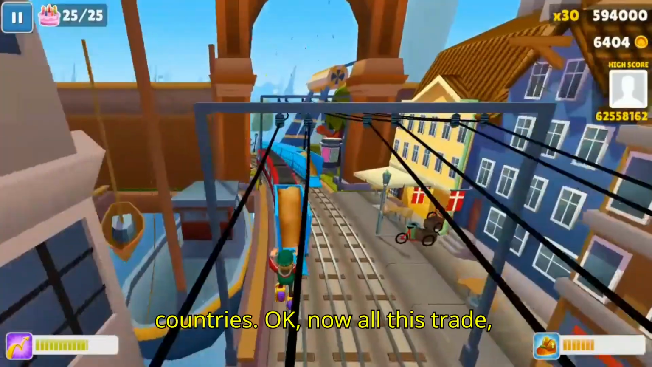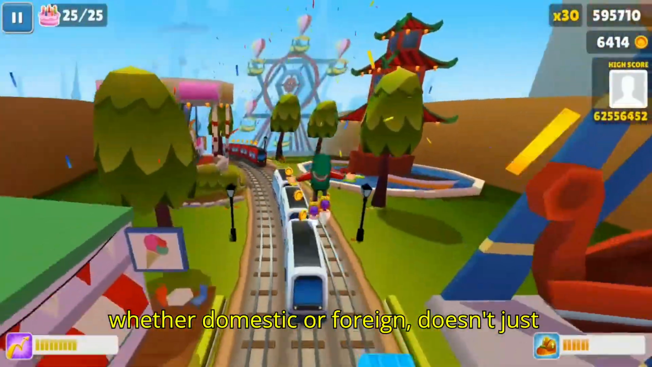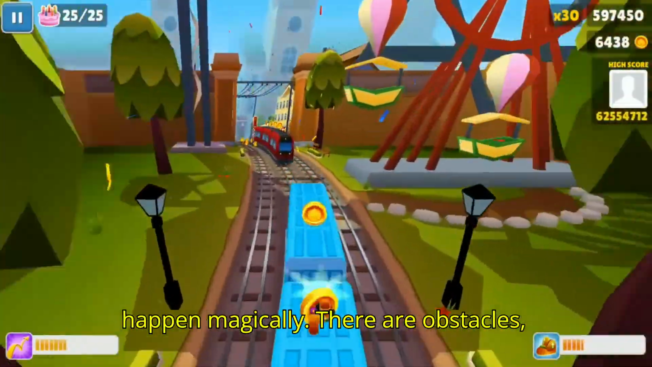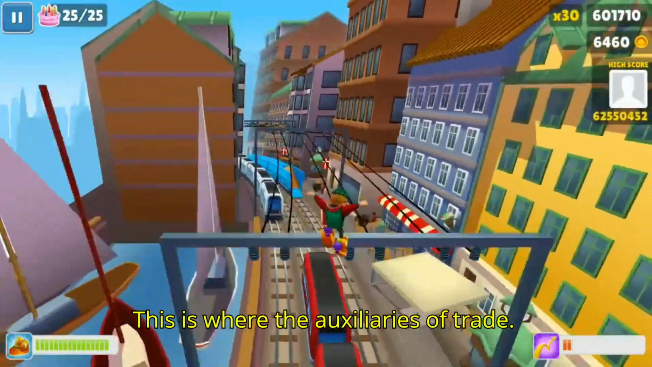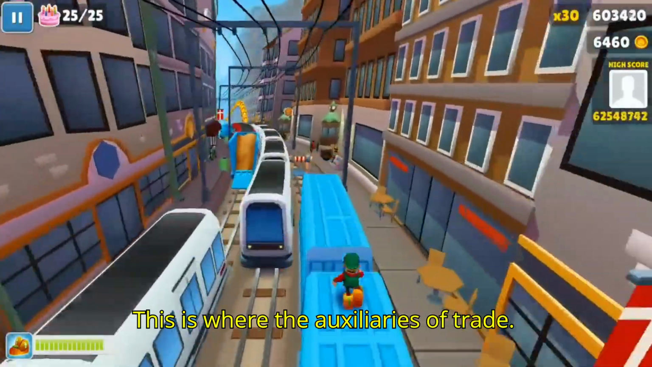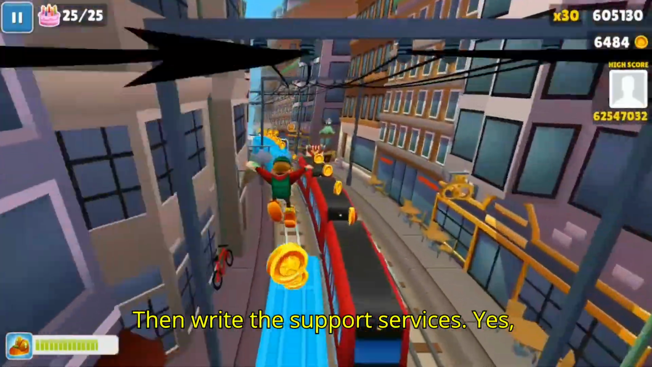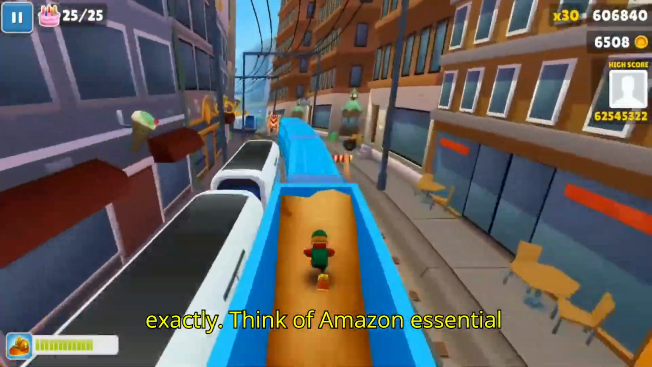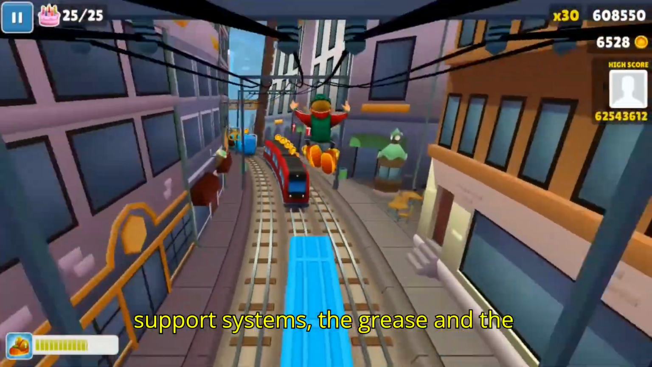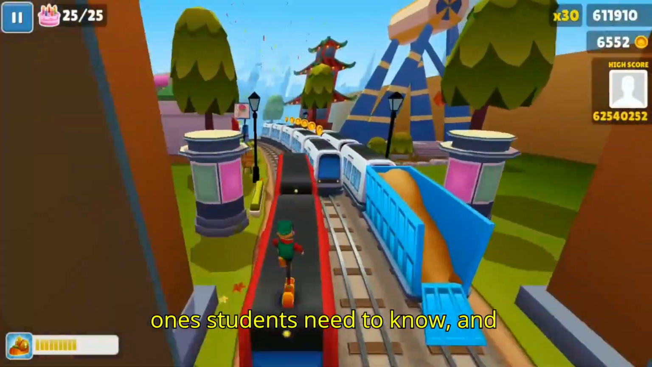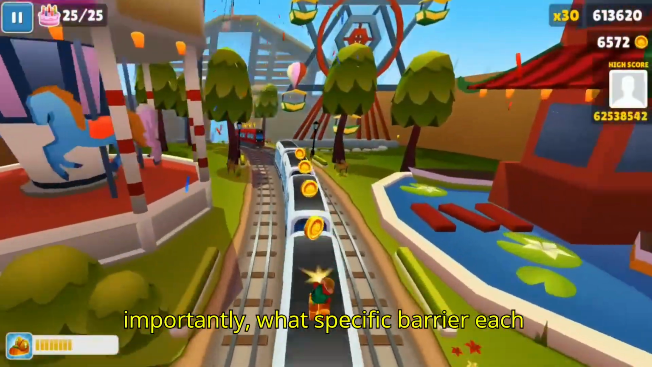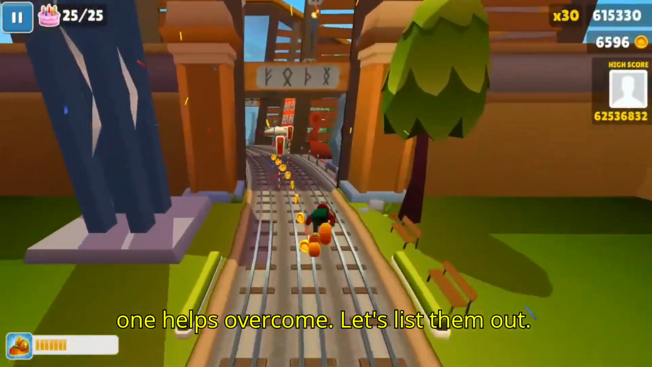Okay. Now, all this trade, whether domestic or foreign, doesn't just happen magically. There are obstacles: distance, time, risk, money, information. This is where the auxiliaries of trade come in, right? The support services? Yes, exactly. Think of them as the essential support systems, the grease in the wheels of commerce. There are 6 crucial ones students need to know, and importantly, what specific barrier each one helps overcome. Let's list them out. What's the first?